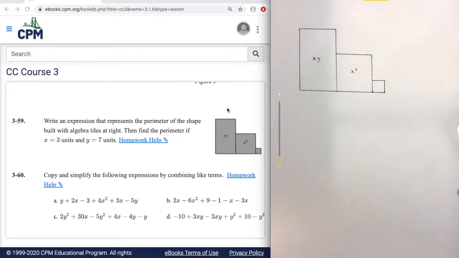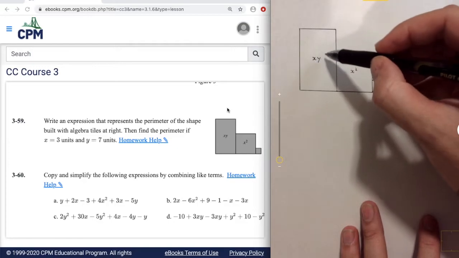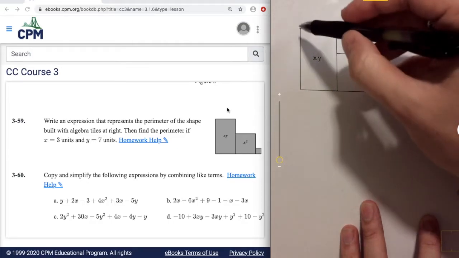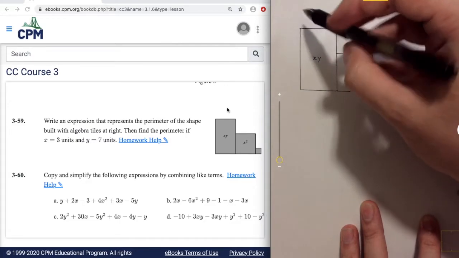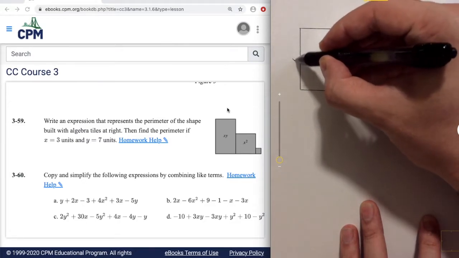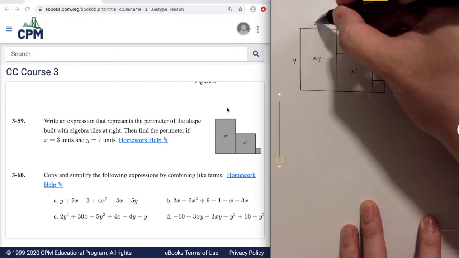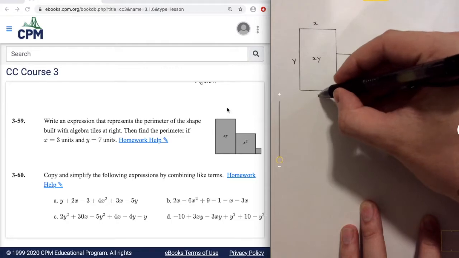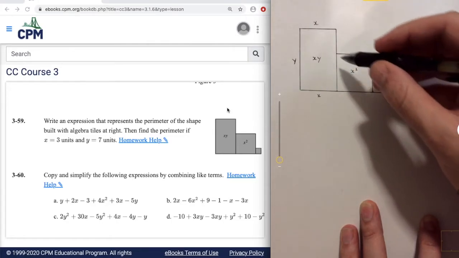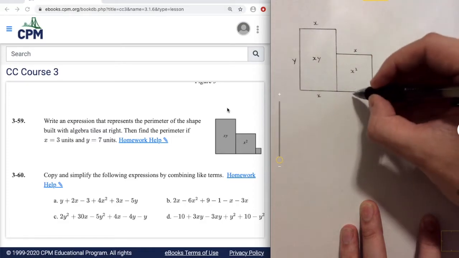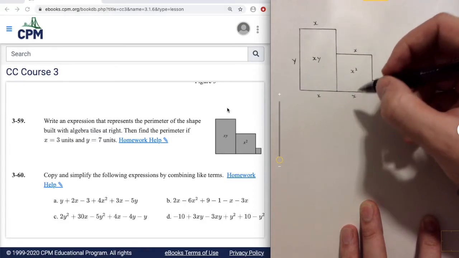A few of them are a bit easier to find than others. So let's start writing in the sides that are easy to find. This shape here is going to be x by y. So we know that this whole side here is going to be of length y, and that these two sides will be length x. And same way on this x squared, all sides will be x. So this length will be x, and this length will be x.